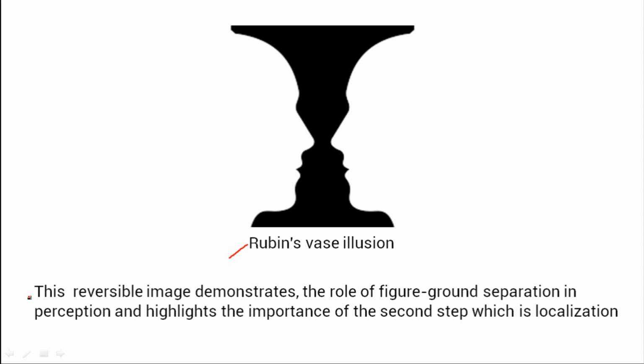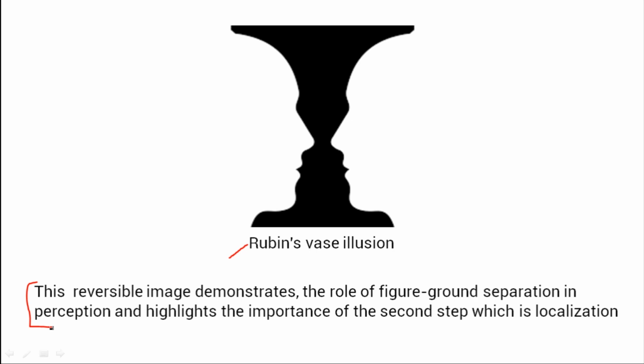The reversible image example illustrates the concept of localization and the perceptual process of separating the figure from the background. The example of this reversible figure demonstrates the role of figure-ground separation in perception and highlights the importance of the second step in localization, which involves separating the figure from the background. It shows how different interpretations can arise depending on the foreground and background relationship.